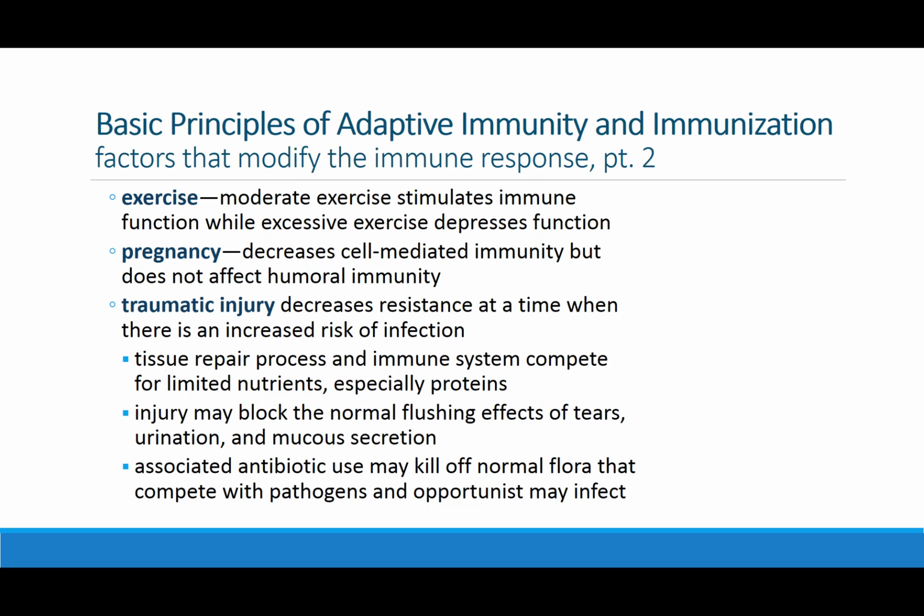Traumatic injury can also decrease resistance because of all of the resources that are being redirected to the process of repairing the trauma, and because those injuries can block the normal flushing effects that we see with tears or urination or mucus secretion. And finally, because there may be associated antibiotic use that would kill off the normal flora that may be competing with pathogens, leaving the chance then for opportunistic infection to occur.